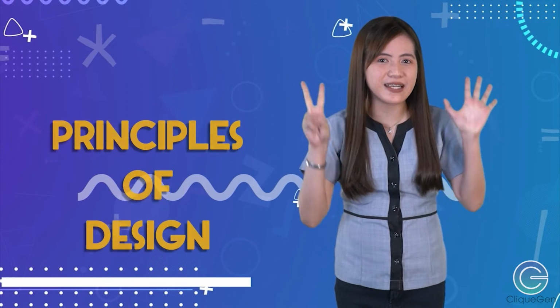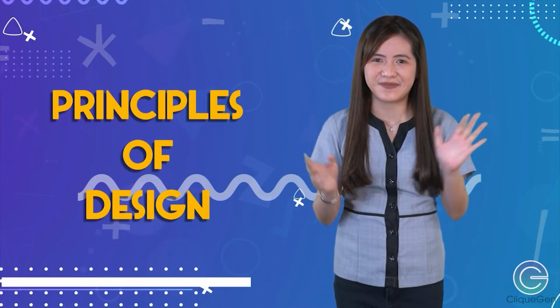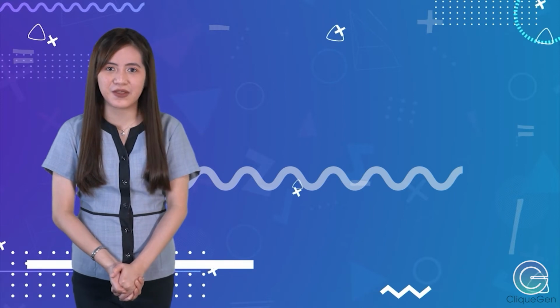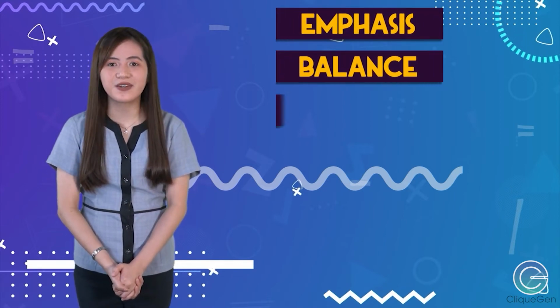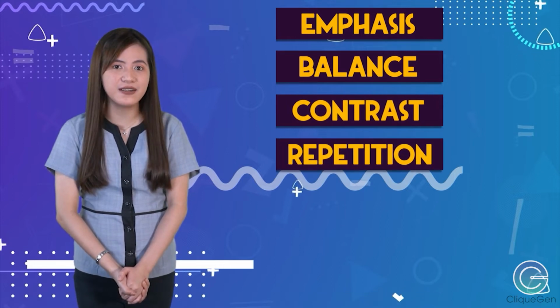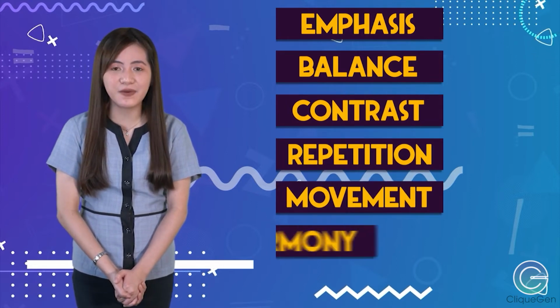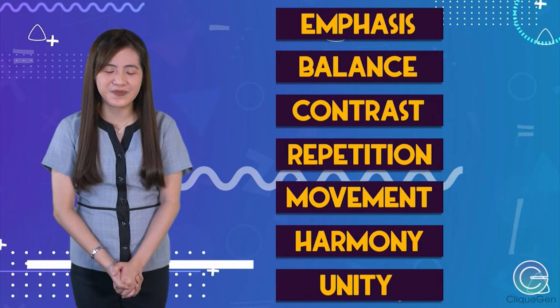In this video, we will talk about the 7 principles of design. There are 7 principles of design. These are emphasis, balance, contrast, repetition, movement, harmony, and unity.